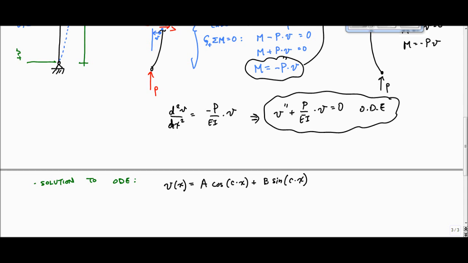So here you have this right here. That little c is equal to the square root of P over EI. And how do I solve for these constants?